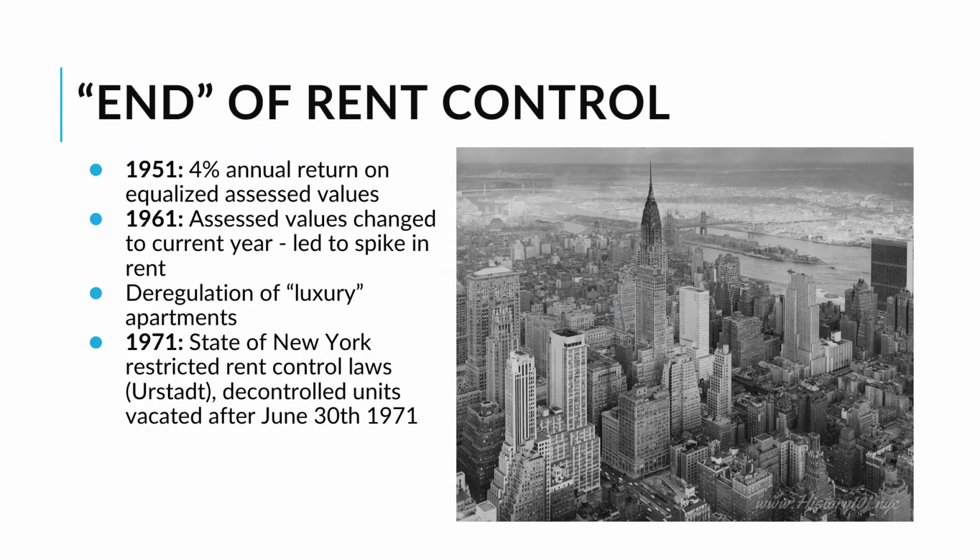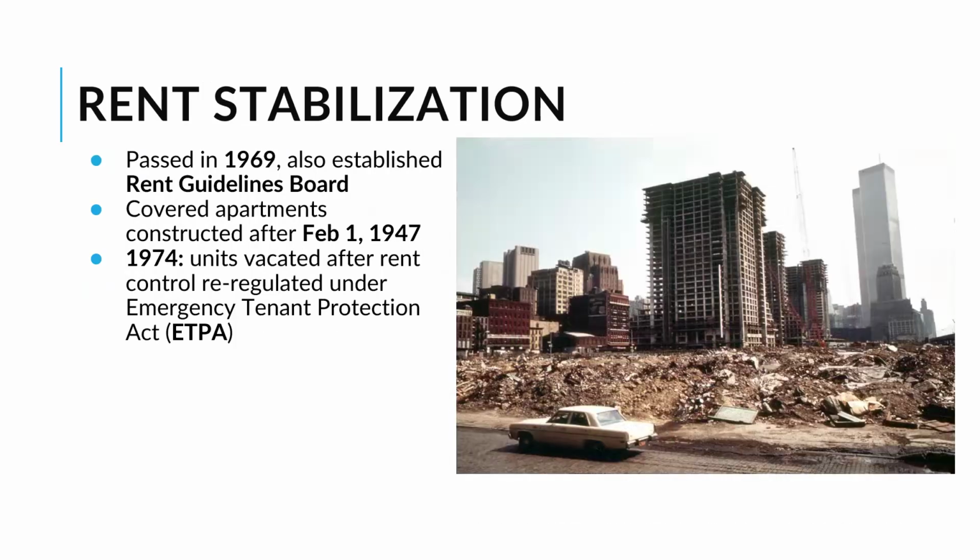And in 1971, the state of New York decided to restrict any new laws that are about rent control. That's the Urstadt restrictions. And rent control units that were vacated after June 30th, 1971, were decontrolled. So they became market rate units. But nonetheless, there was still the housing affordability issues.